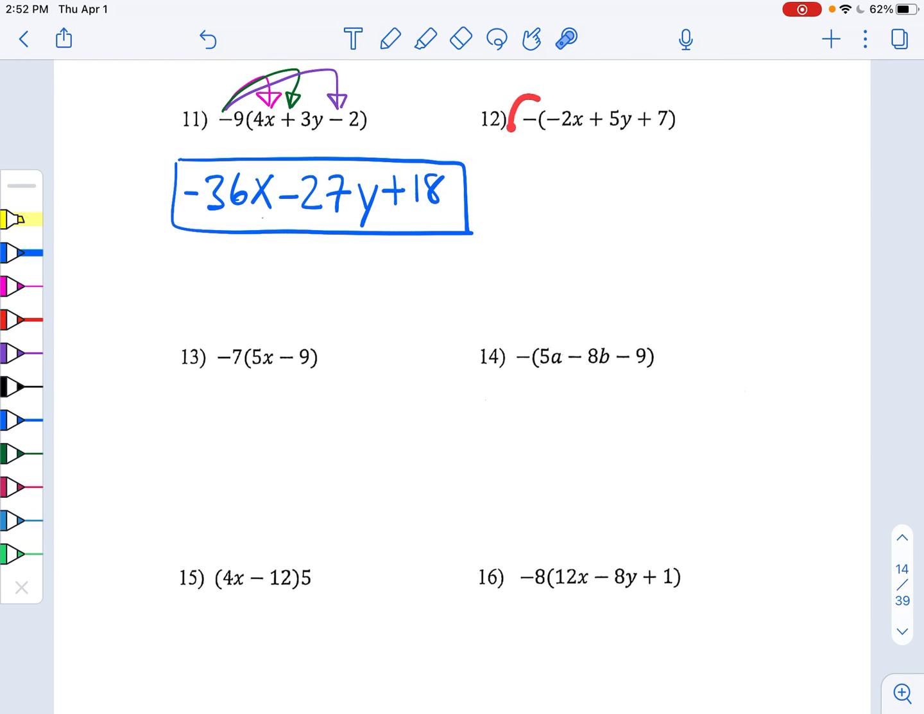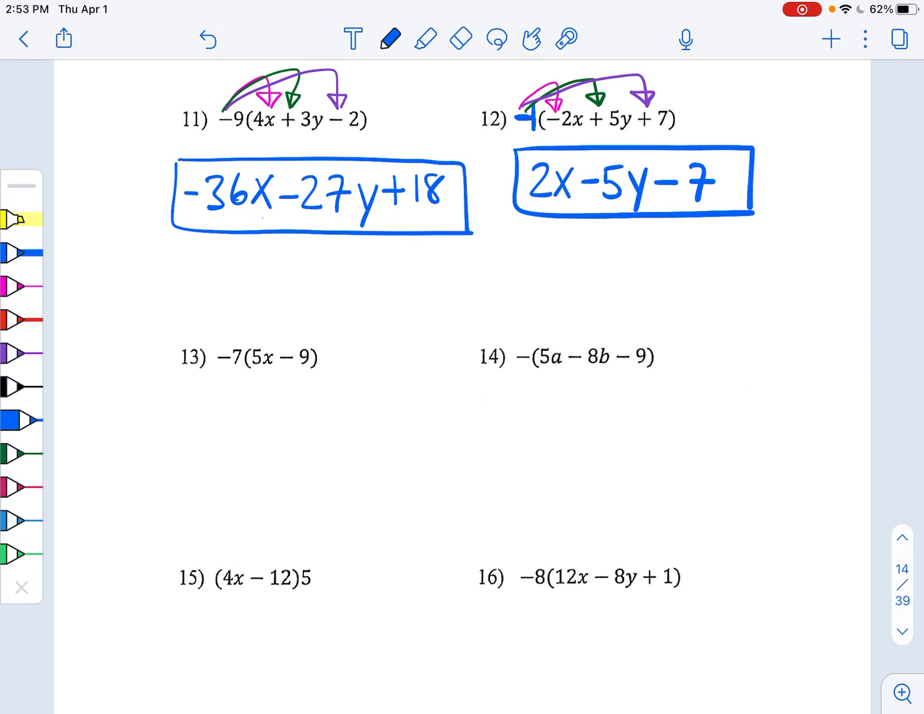Okay, number 12. Don't forget that on number 12, this is considered to be like a negative 1. So let's write this out here as a negative 1. So let's draw your arrows. You have a negative 1 times a negative 2x. Negative times a negative is a positive 2x. You have a negative 1 times a positive 5y. That would end up being negative 5y. And then you have a negative 1 times a positive 7, and that would get you a negative 7.